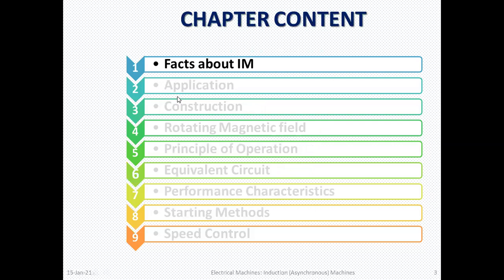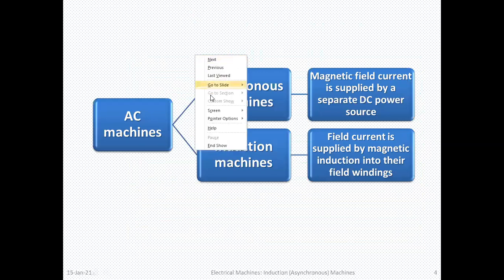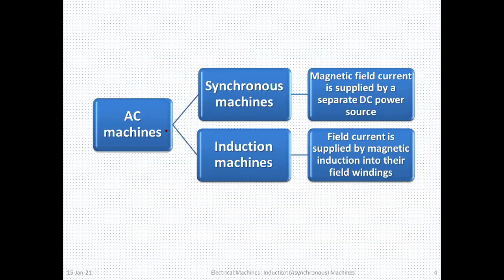So first, facts about the induction motor. If you see here, AC machines have two parts. One is called synchronous machine, another is called induction machine. And the major difference between a synchronous machine and induction machine is that the magnetic field current is supplied by a separate DC power supply in case of synchronous machine, we are giving it to the rotor.